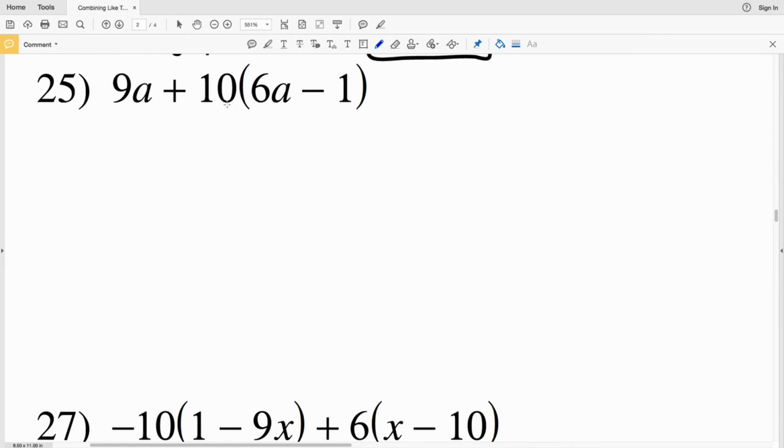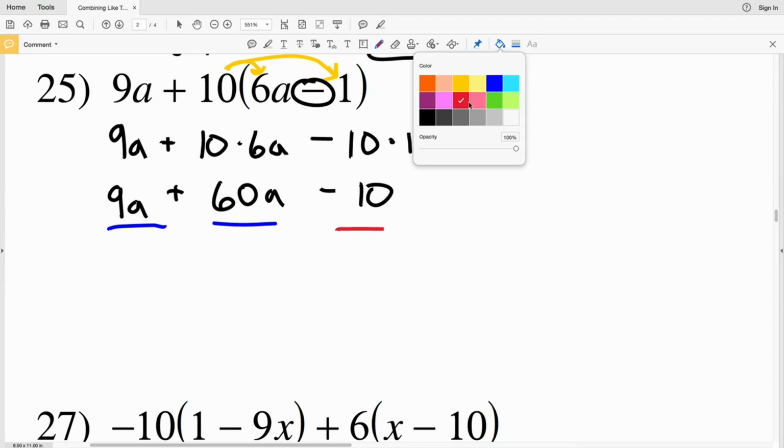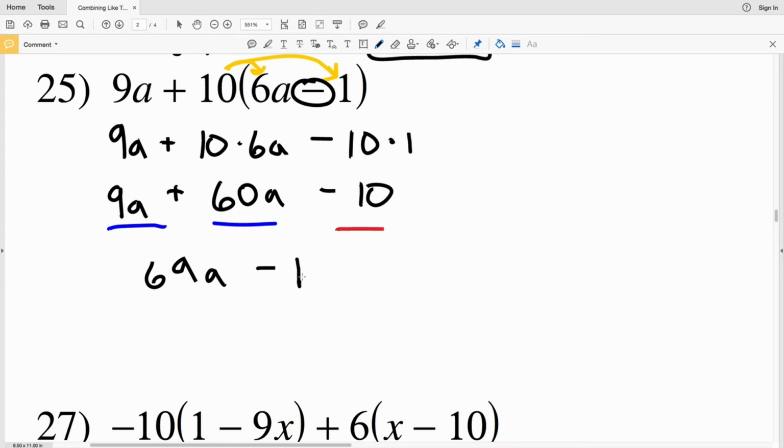25, 9a plus 10 times 6a minus 1. We're going to distribute this 10 to the 6a and to the 1. 9a plus 10 times 6a minus 10 times 1. 9a plus 10 times 6a is 60a minus 10 times 1 is 10. Combine the like terms. We're going to combine this 9a and the 60a and then subtract that 10 at the end. This is going to be 69a minus 10.